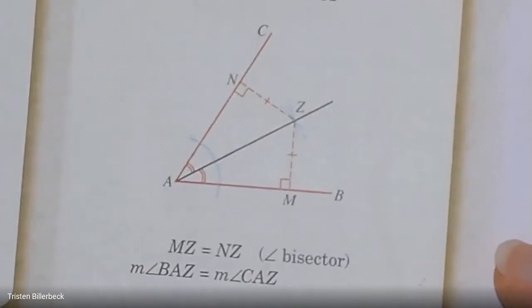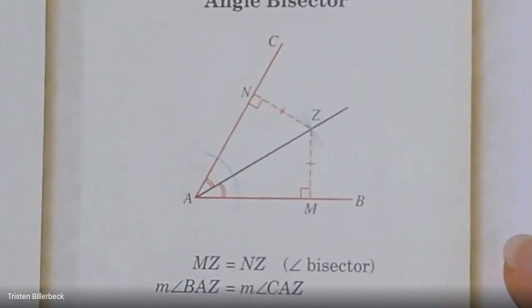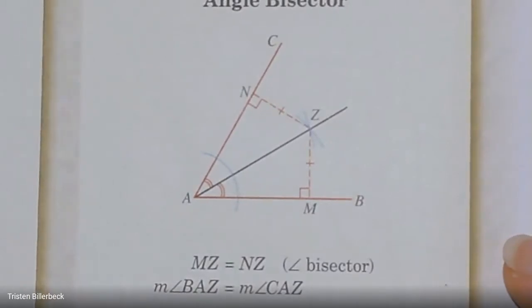All right, so that concludes our review on our properties of points, lines, planes, and angles.